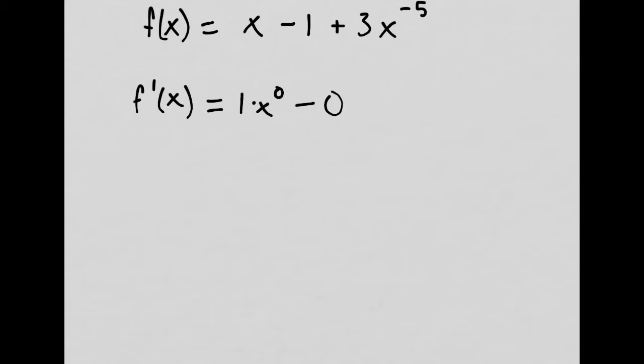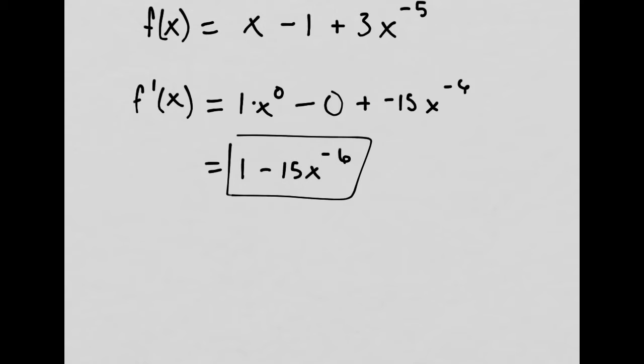And then, what is this? Plus negative 15x to the negative 6. And I'll simplify this. This x to the 0, that's just 1. So this equals 1 minus 0, that goes away, and then minus 15x to the negative 6. You can leave it like that, or you can put the x to the 6th in the bottom. And there you have it.